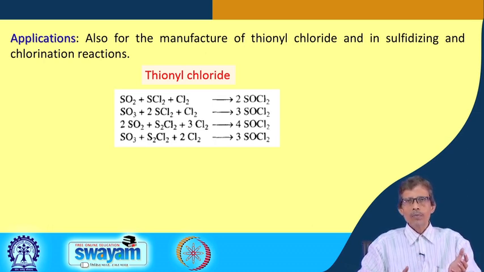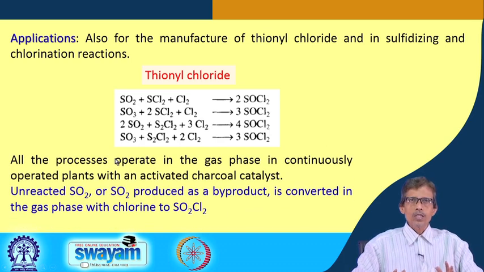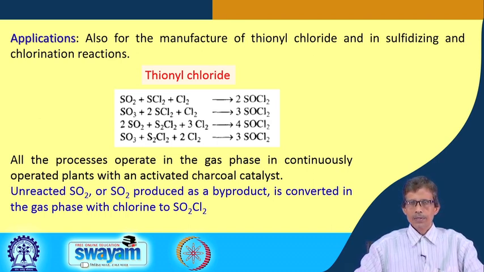You have to have some oxygen donor. So, we are using 2 types of oxygen donor molecules, sulfur dioxide and sulfur trioxide, in presence of some excess or the required amount of chlorine gas. So, if we consider these 4 different processes, the reactions all take place in gas phase in continuously operated plants with activated charcoal as the catalyst.